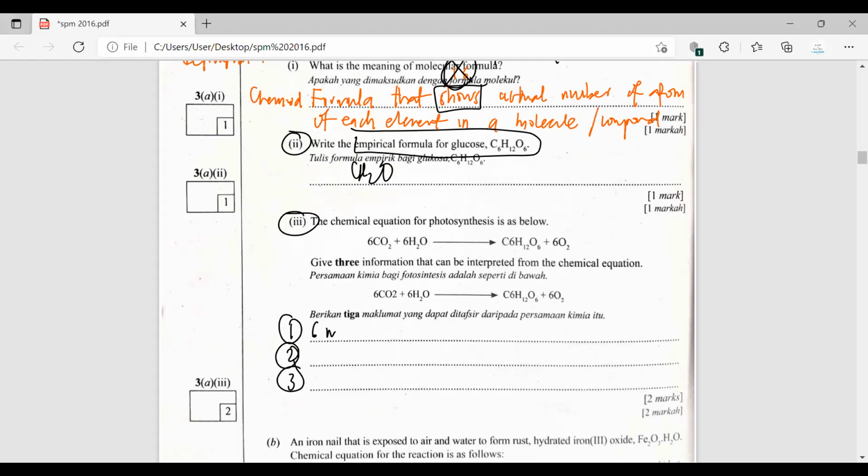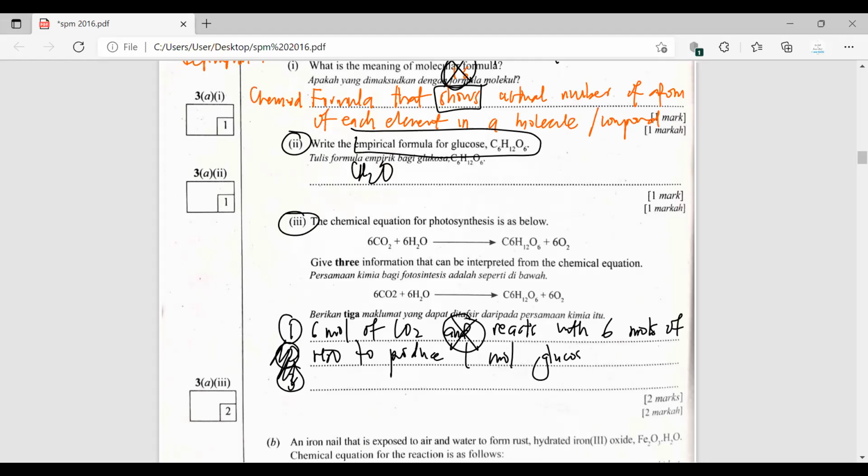Okay, so what Brandy said was, good job, Brandy, 6 moles of carbon dioxide. And then the first thing that she said was the word N. Everybody take out your red pen, circle that word N, rejected. You cannot use the word N, okay? It is reacts with 6 moles of water to produce 1 mole of glucose. You don't have to write the word glucose straight away. You can put C6H12O6 and 6 moles of oxygen.